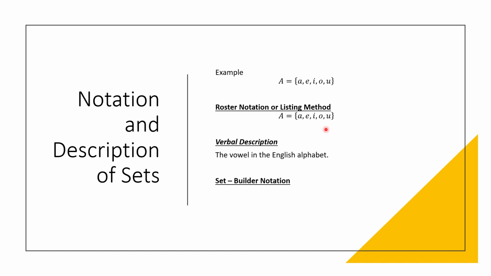Another is the set builder notation. Normally, they use this in an algebra class. So we write A is equal to x such that x is a vowel in the English alphabet. We read that as x such that x.